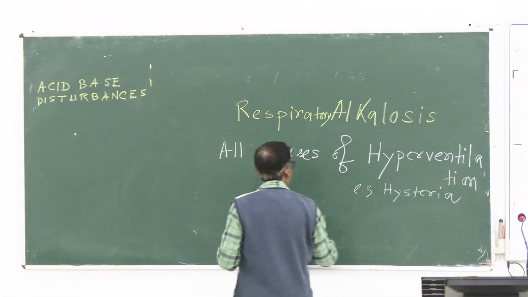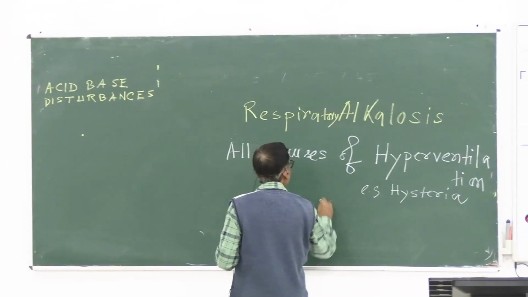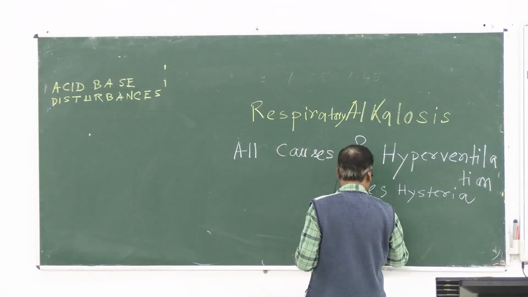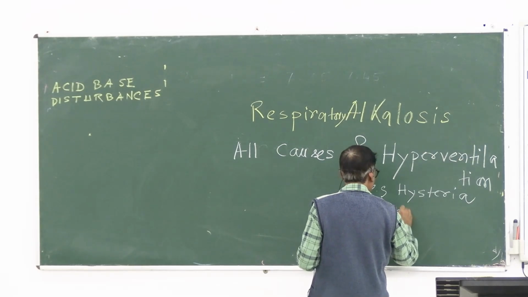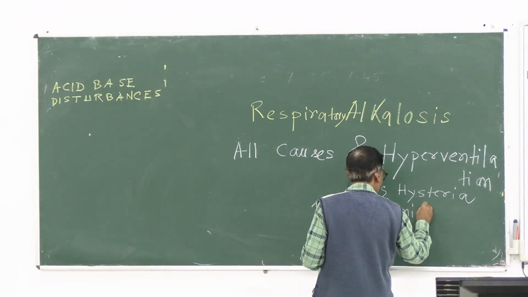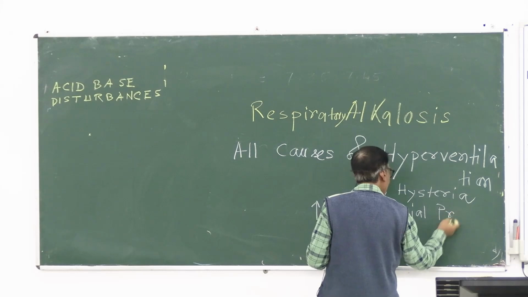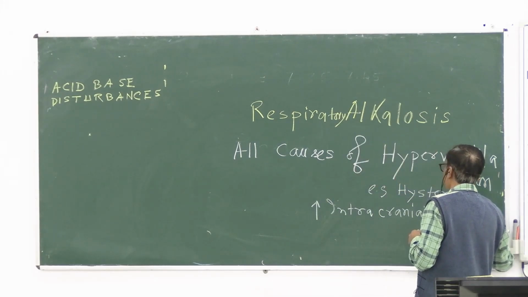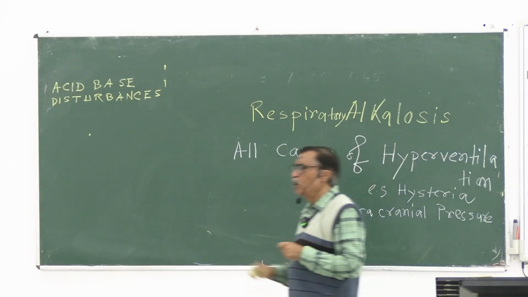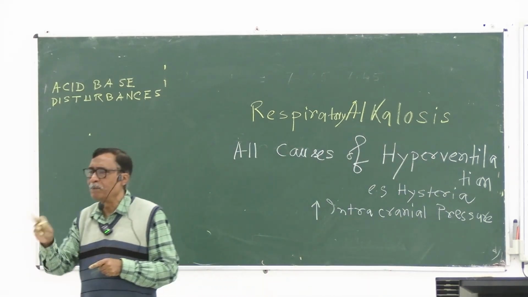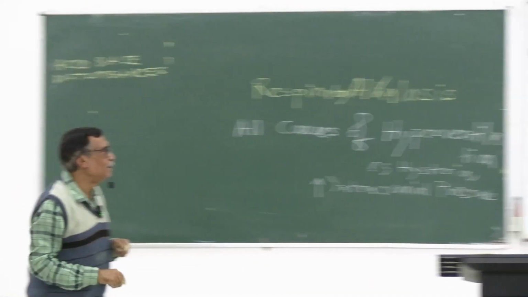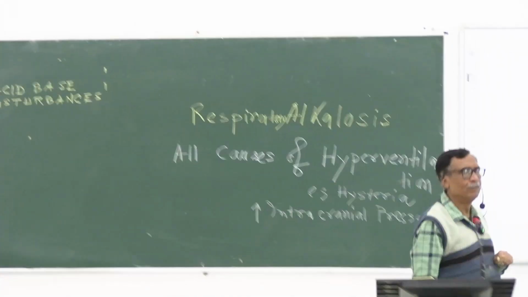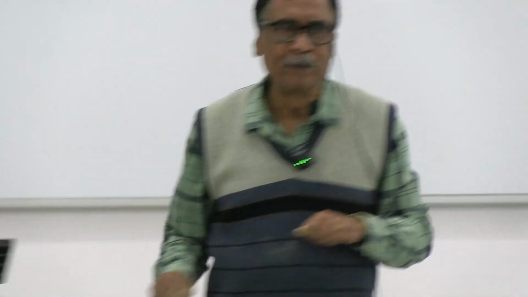এছাড়াও হাইপারভেন্টিলেশন হয় ইনক্রিজড ইন্ট্রাক্রেনিয়াল প্রেসার, CSF ইন্ট্রাক্রেনিয়াল প্রেসার যদি বেড়ে যায় তখন হাইপারভেন্টিলেশন হয়। Hysteria, increased intracranial pressure, or any other cause which leads to hyperventilation will lead to ultimately respiratory alkalosis. Okay?